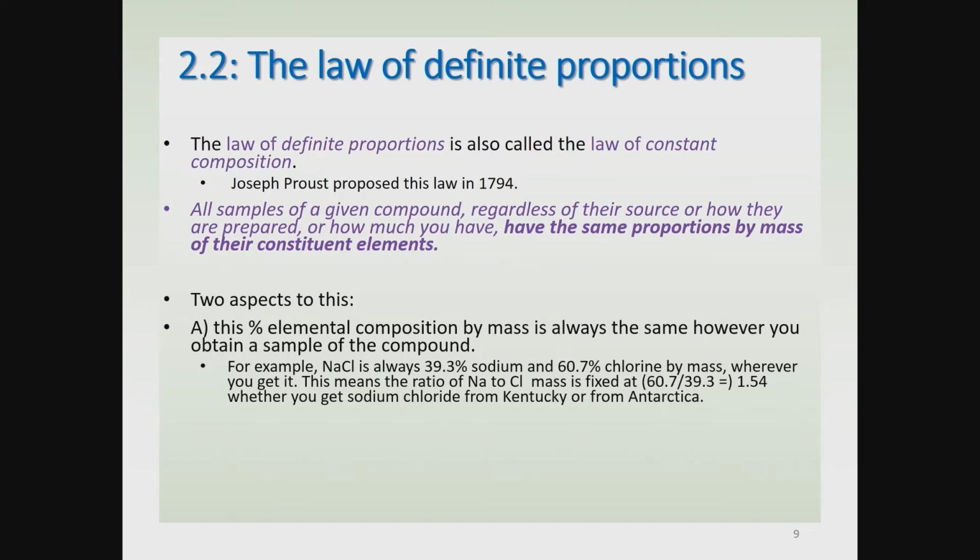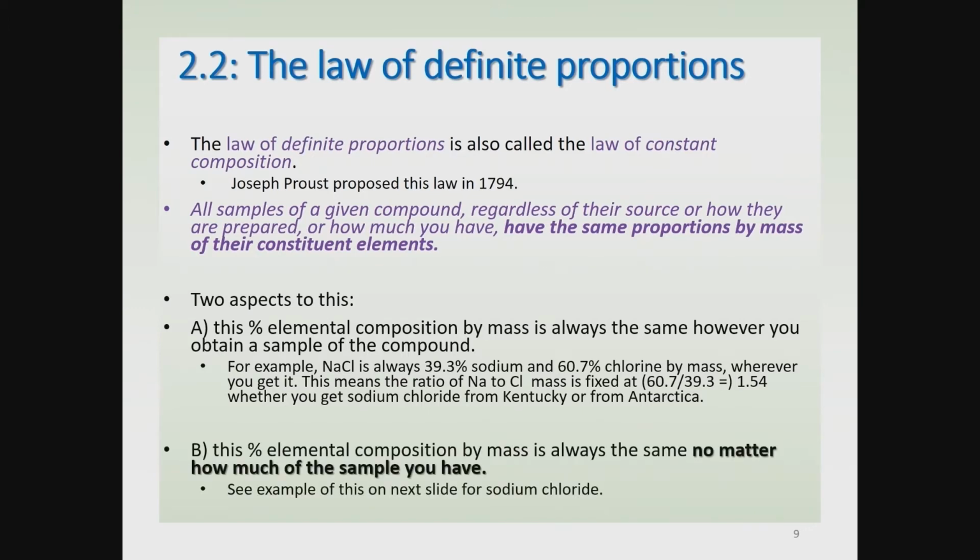Now, if you take those numbers, the 60.7% chlorine, and divide it by the 39.3% sodium, you get a proportion there. So you get 1.54. That is the ratio of the mass of chlorine to sodium. And again, wherever you get a sample of sodium chloride throughout the world, the ratio of the mass of chlorine to sodium will always be 1.54. And another thing related to this, it doesn't matter how much sample of sodium chloride you have. You always will have that same mass ratio of chlorine to sodium being 1.54.